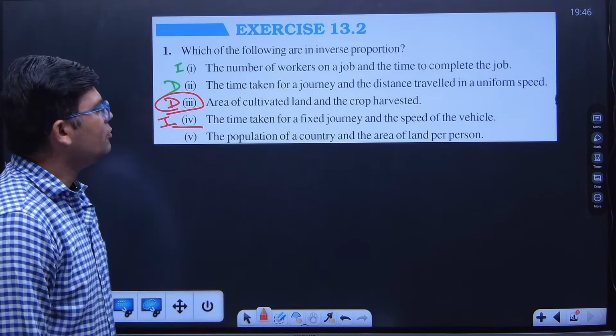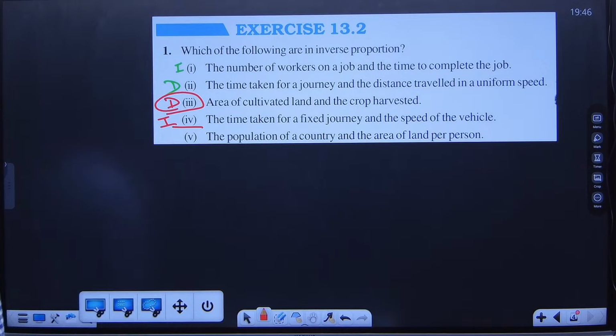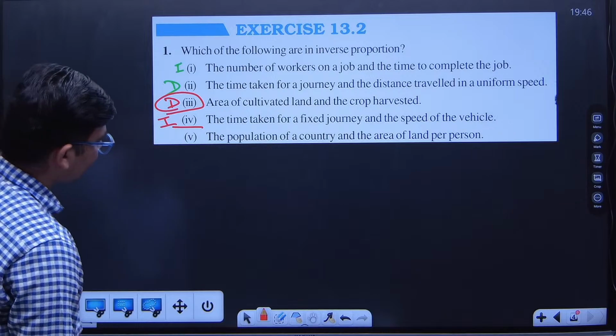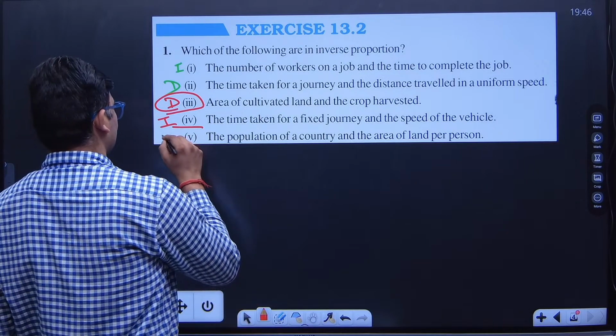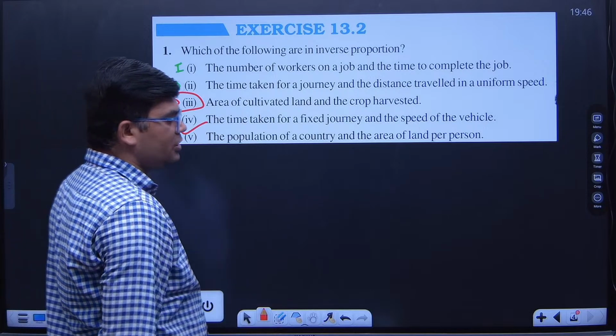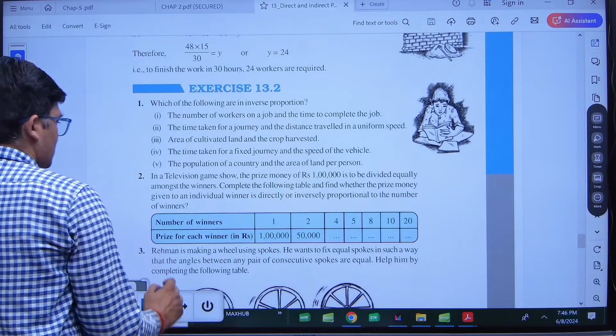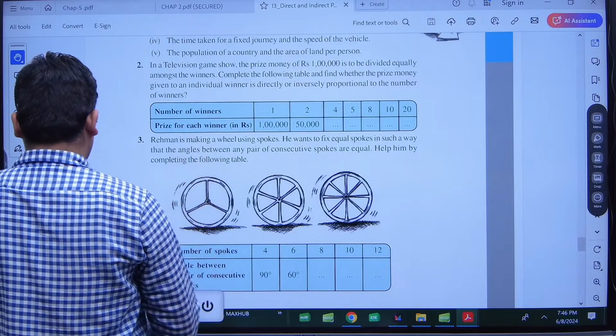The population of a country and the area of land per person. This is also inverse because with higher population, there will be less land. Wonderful. So this is also a case of inverse proportion. Okay.